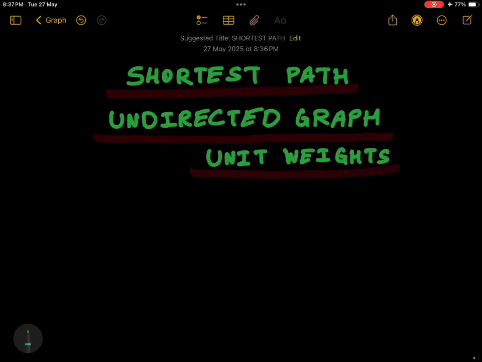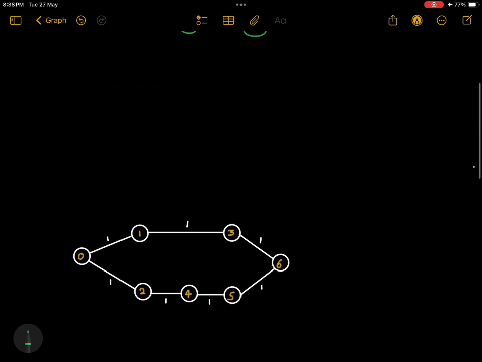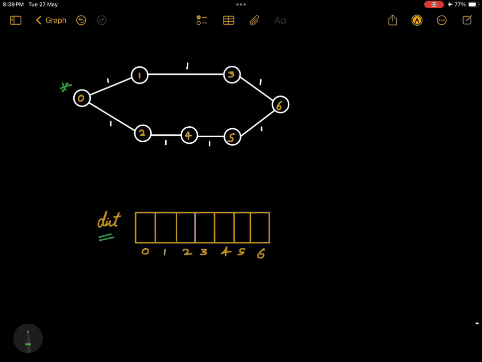Today we're going to see shortest path in undirected graph with unit weights. Unit weight means the weight of the edge between any two nodes will be unit. Okay, and the graph will be undirected. So we will be given a graph and we have to find the distance of each and every node from our starting node. Okay, let's say 0.